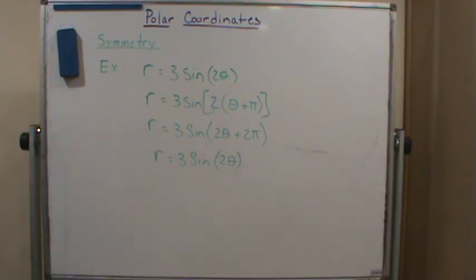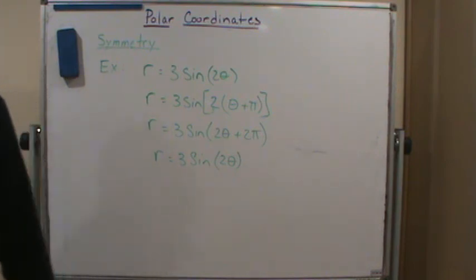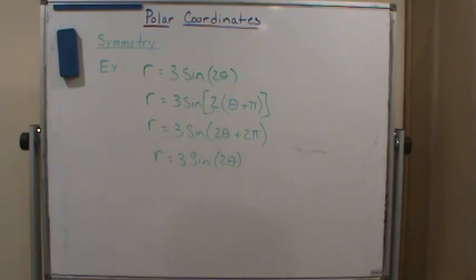Okay, that's it. I'll see you in the next example. The next one we'll talk about how we test to see if this is symmetric with respect to the line theta equals pi over 2.